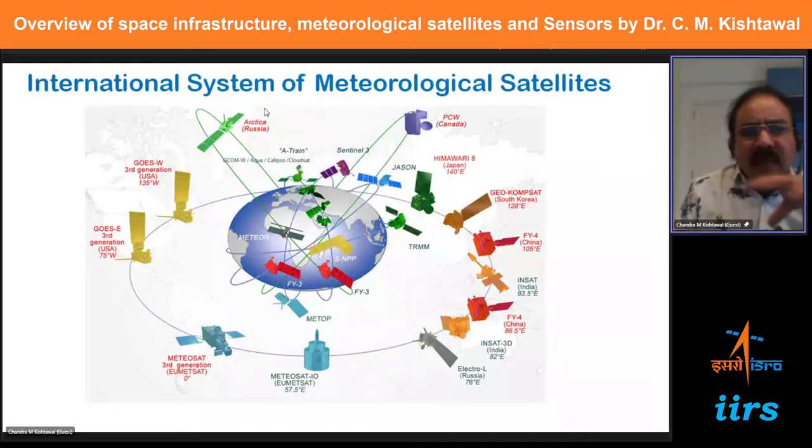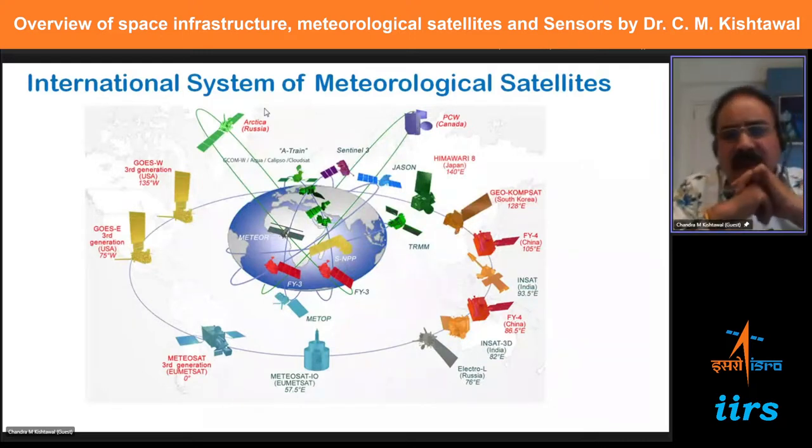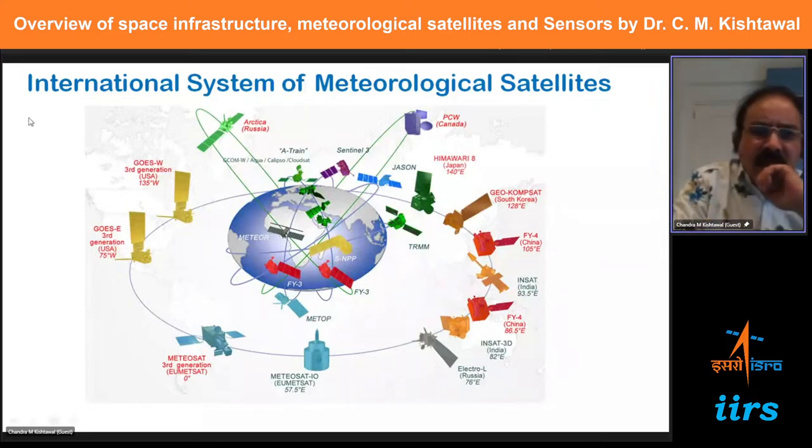Then you can see there is a complete system of weather satellites, which contains many geostationary satellites. All the satellites on this ring are basically geostationary satellites, and there are a number of meteorological, geosynchronous and polar satellites.